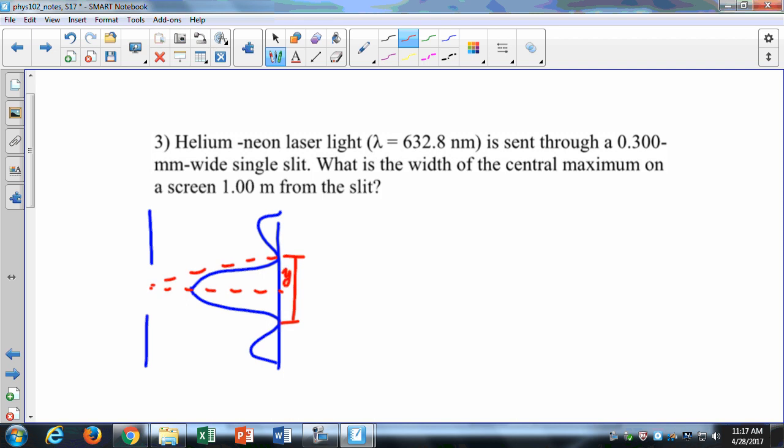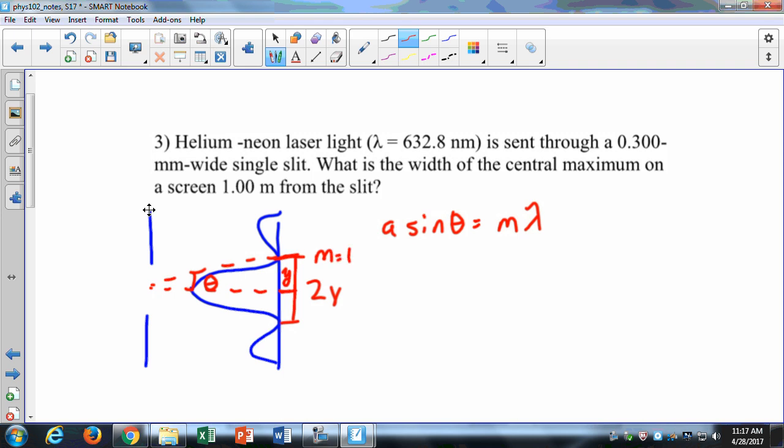If I think about my angles, I'm going to call this y, and so that's this distance. This distance will be twice that. So I'm looking for y, the distance to the first minimum, which is what we find for single slits, right? We don't look at the bright spots, we look at the dark spots. And then I'm just going to double that. This is my angle theta. I would say a sine theta, sorry, that should be lowercase, equals m lambda. And my m, my order number, is my first order.